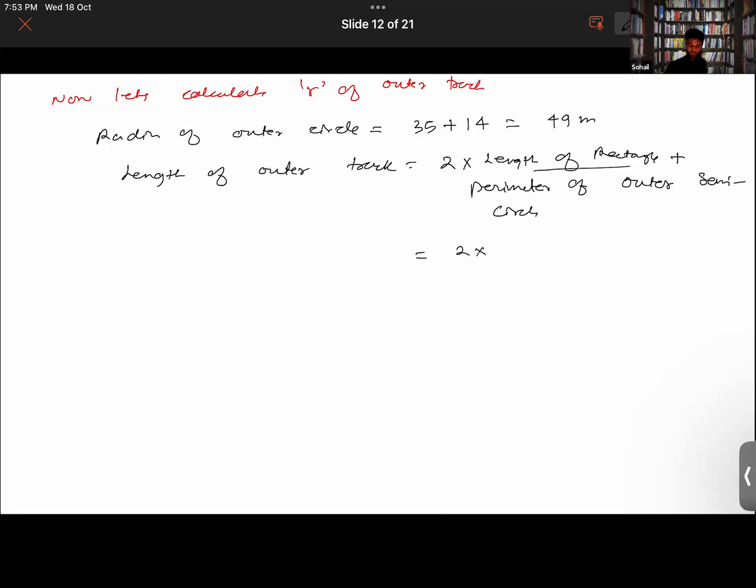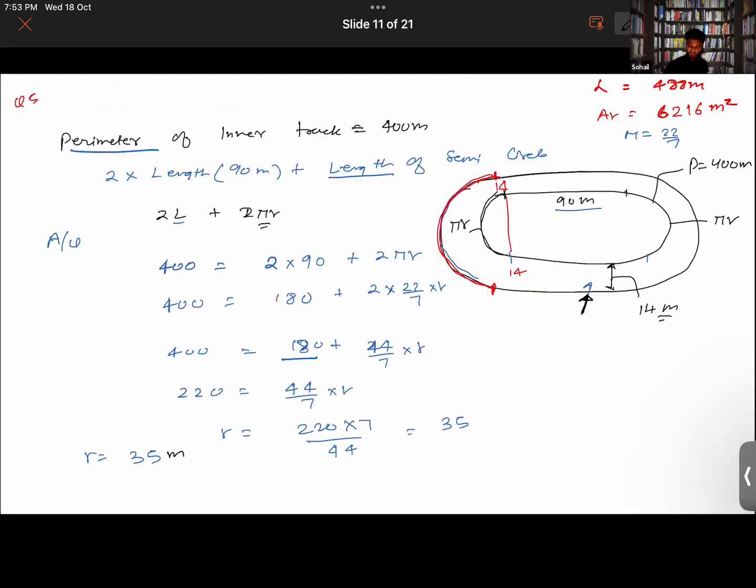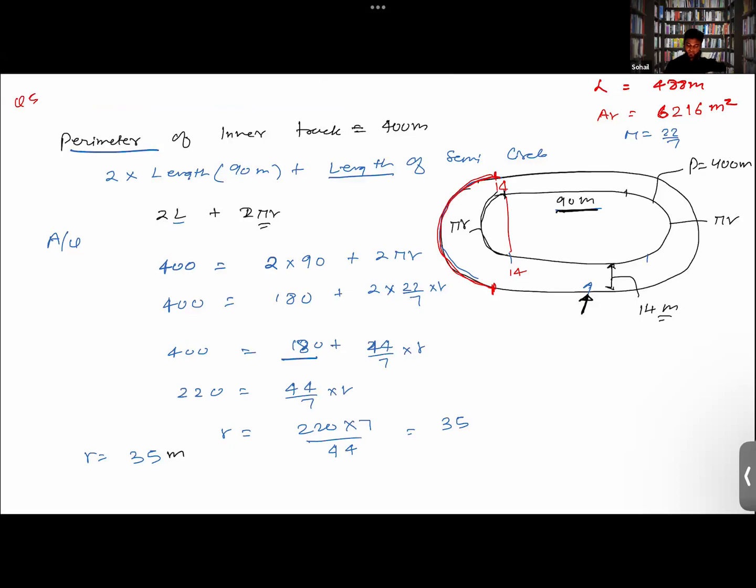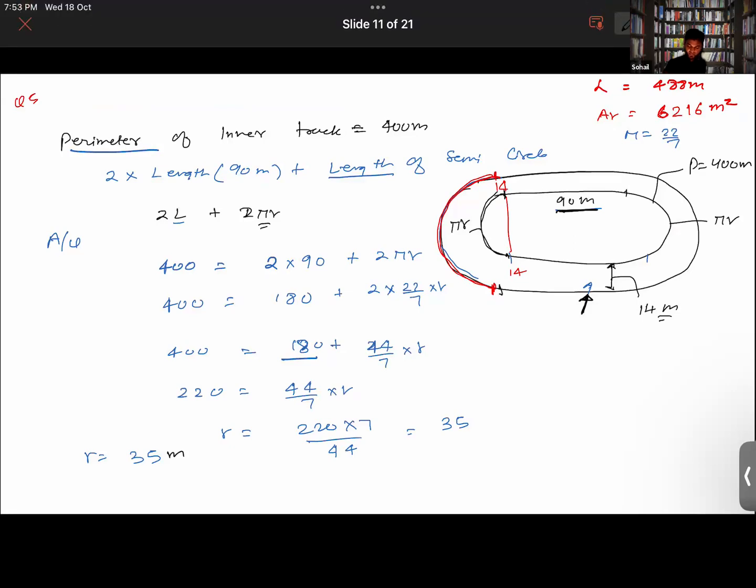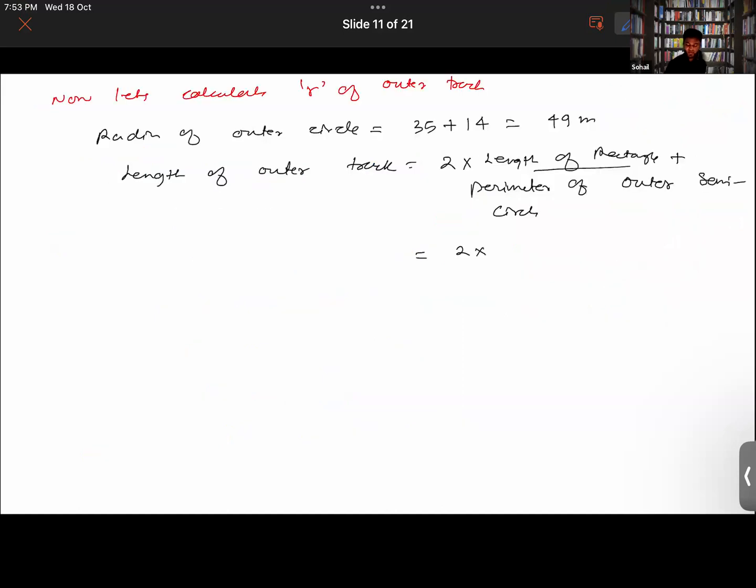In the question, the length of the rectangle is how much? 90 meter, no? The same length will be for this one also. For the outer track also, the length of the straight line of the rectangle will be 90 meter again. So it is 2 times 90 plus the perimeter of the outer two semicircles combined together, which will be 2 pi r, है ना? So 2 into 22 upon 7 into r.